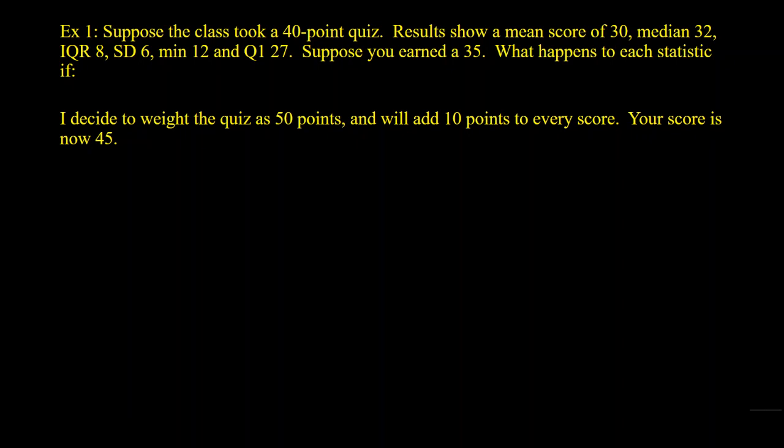The Q1 and the Q3 shift by the same amount, so the distance between those two values stays the same. The minimum and maximum both shift to the left or to the right by the same amount, so the distance between them remains the same.